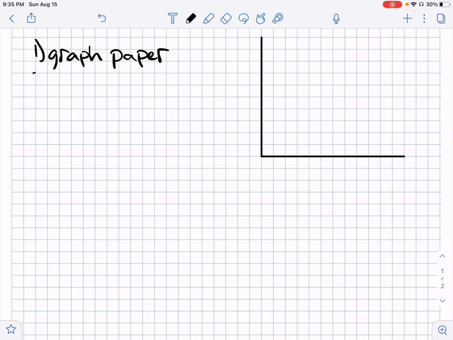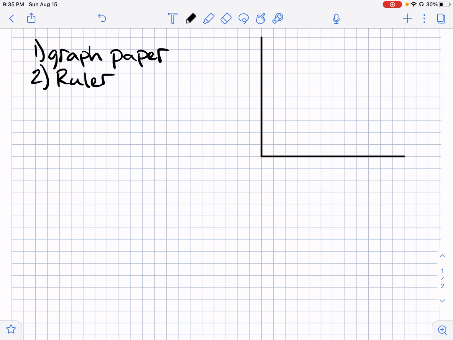The next thing you need is some kind of a straight edge or ruler. When we graph, we make what's called a best fit line. In order to do that, we're not going to hand sketch that line, but we're going to use a straight edge ruler and draw that line. So make sure you gather those two things before you start graphing.